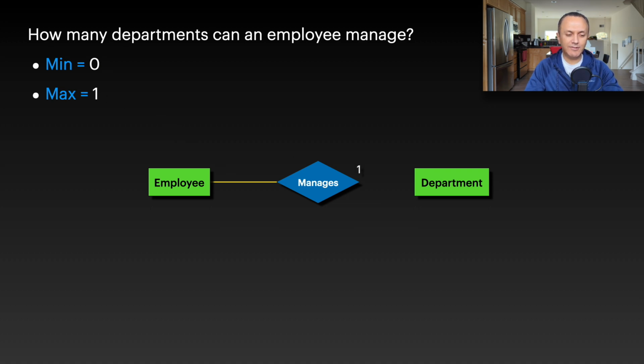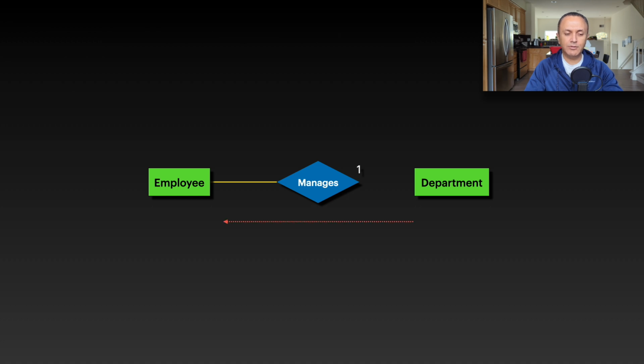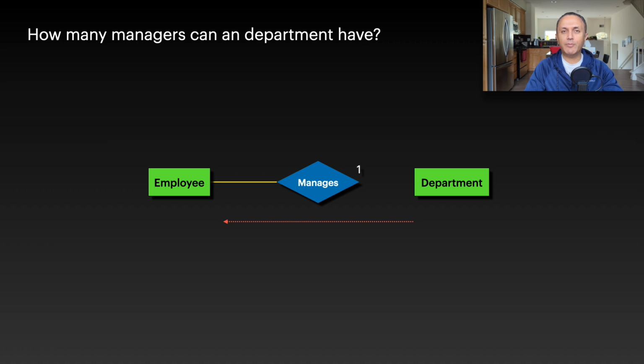Now let's look in the opposite direction. From the department point of view, how many managers can a department have? How many people managing that department can there be? Minimum 1. It must have at least 1 person managing it, and it cannot have more than 1 person managing it. So it's just 1 manager. So the maximum and minimum are both 1. So minimum equals 1, this means total participation. Maximum equals 1, that means cardinality is 1.